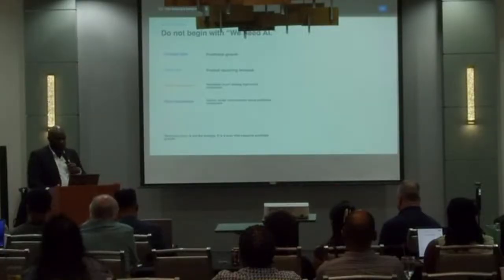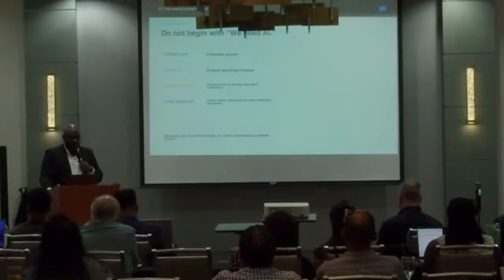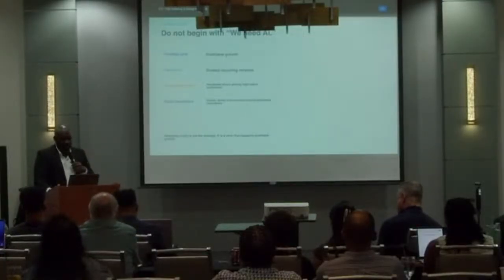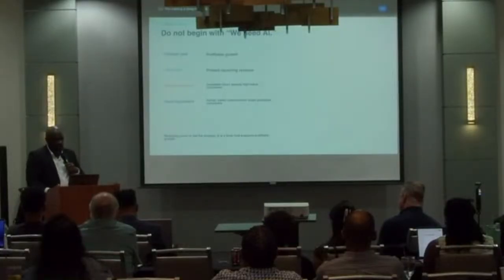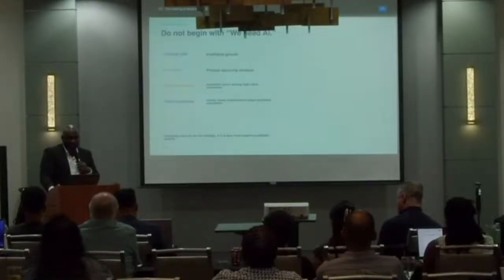So for strategic goals, we need AI when we want profit and growth. The value pool is protecting recurring revenue, a business problem, avoiding churn like we've just seen, and then the value hypothesis: earlier, better intervention retains profitable customers.